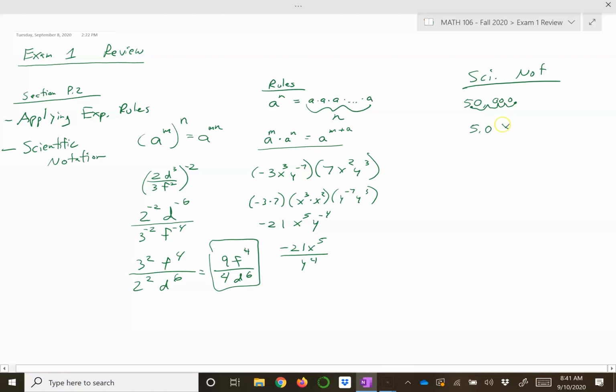5.0 times 10 to the, now the exponent is going to be positive if you move that decimal point to the left. And the exponent is just how many places you moved the decimal point. So I moved it 4. So this would be 5.0 times 10 to the 4.